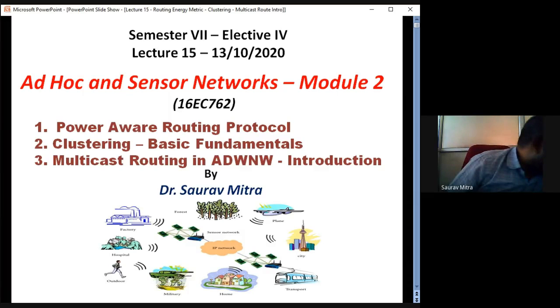But clustering is not a topic of this chapter. Clustering actually is there in chapter number 4. But then also some basic introduction of clustering we will see in this chapter only.